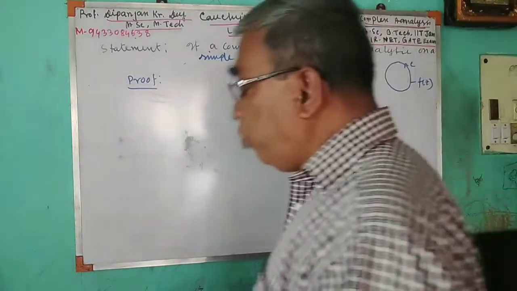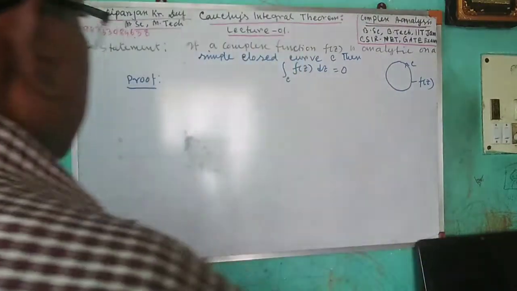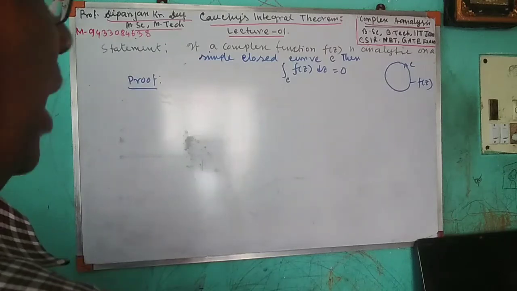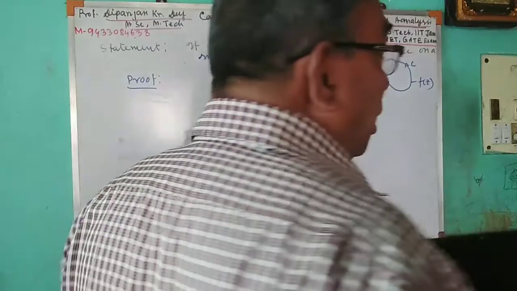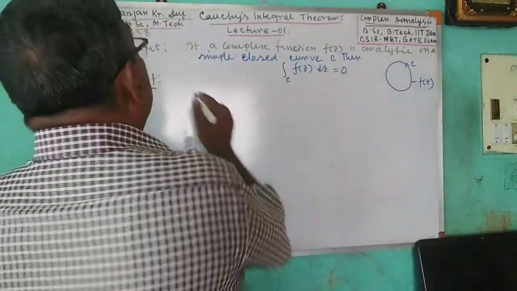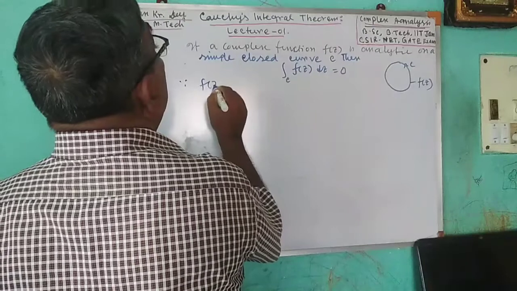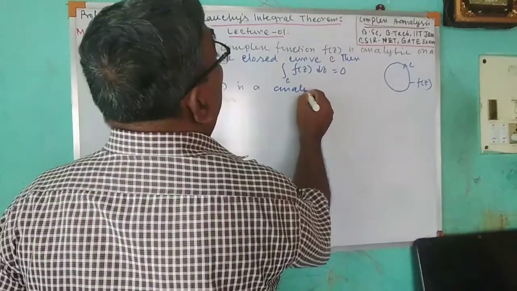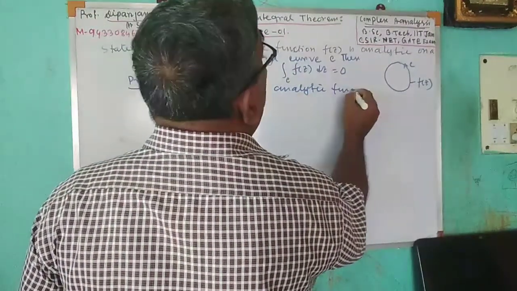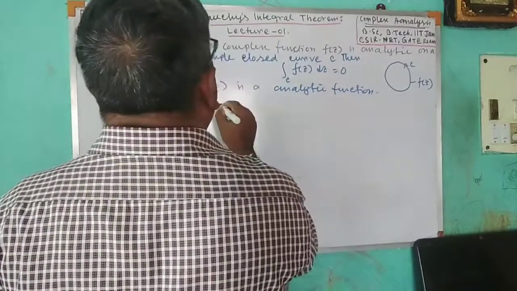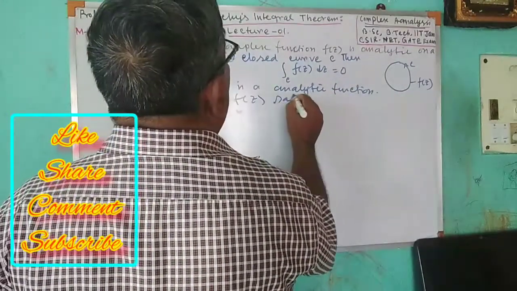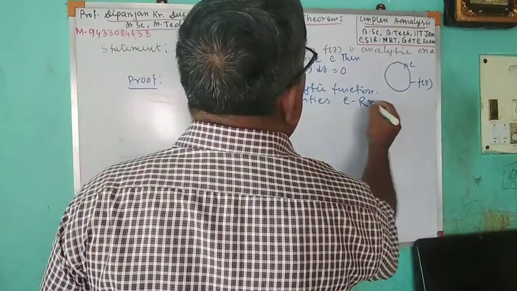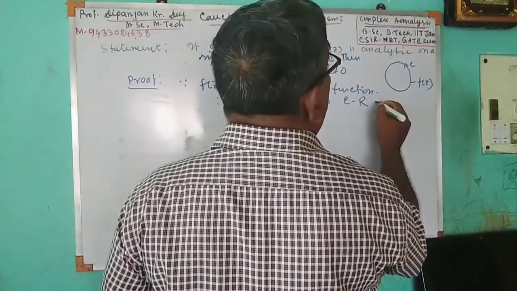Okay, let's see the proof. Since f(z) is an analytic function, therefore f(z) satisfies the CR equation, the Cauchy-Riemann equation.